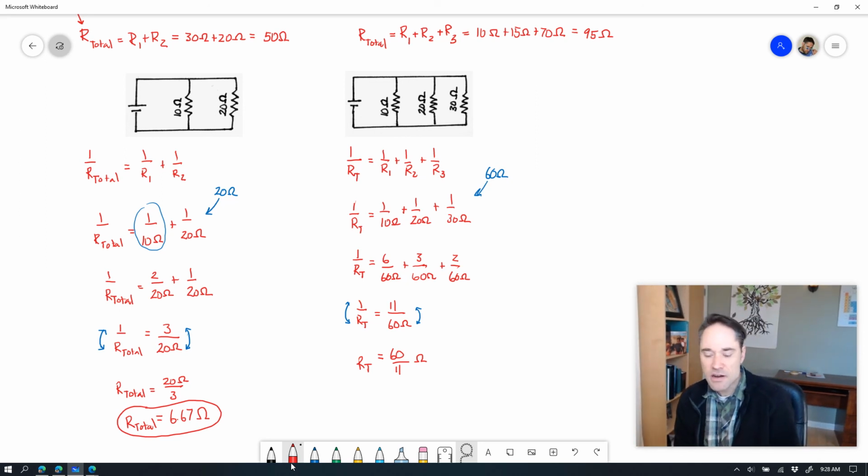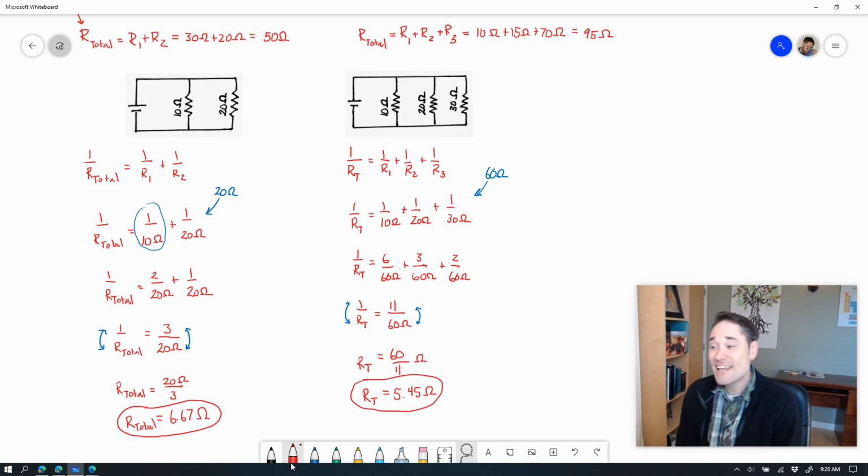And I could leave it there, but often we go ahead and put things in decimal form. And so I've got 60 divided by 11. And my total resistance here, RT, is equal to 5.45 ohms, repeating. So this is my final answer as a whole.